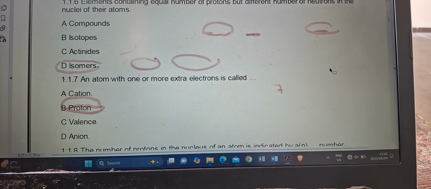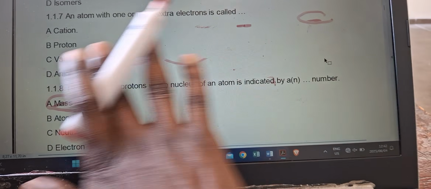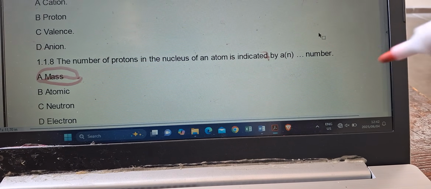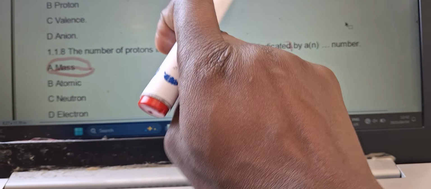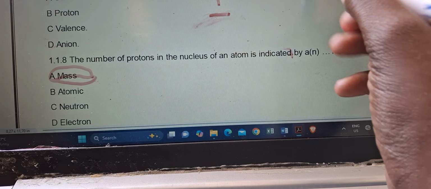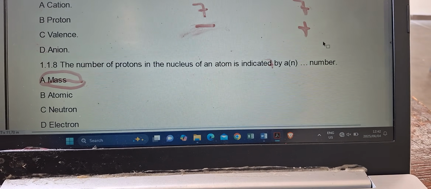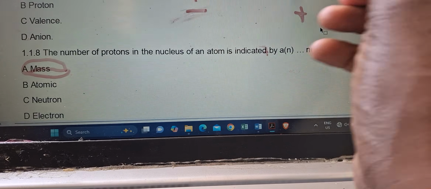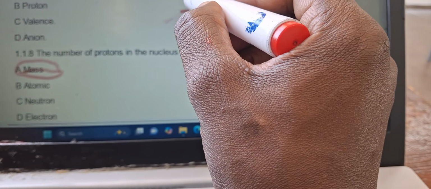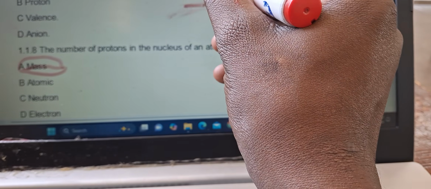Number 7, an atom with one or more extra electrons. Let's look at it. This one has 7 electrons, which are negative charges. This one has 7 protons that are positively charged. Overall, this atom of ours is neutral. Let's say this one is atom X, this one is atom Y. It happens that atom X has an extra electron, let's say plus 1.